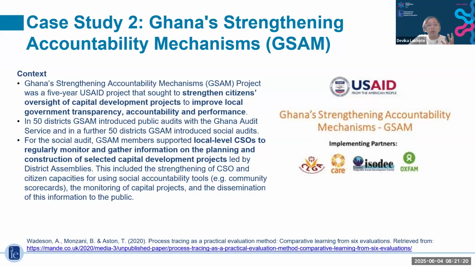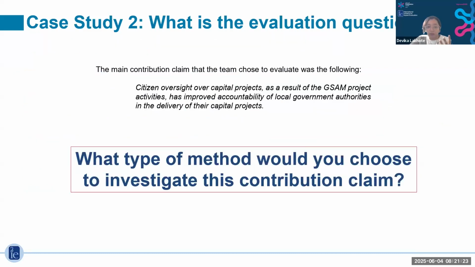And the main question in front of the evaluators of this project was to investigate a contribution claim, which is that citizen oversight over capital projects as a result of the GSAM project has improved accountability of local government authorities in the delivery of their capital projects.